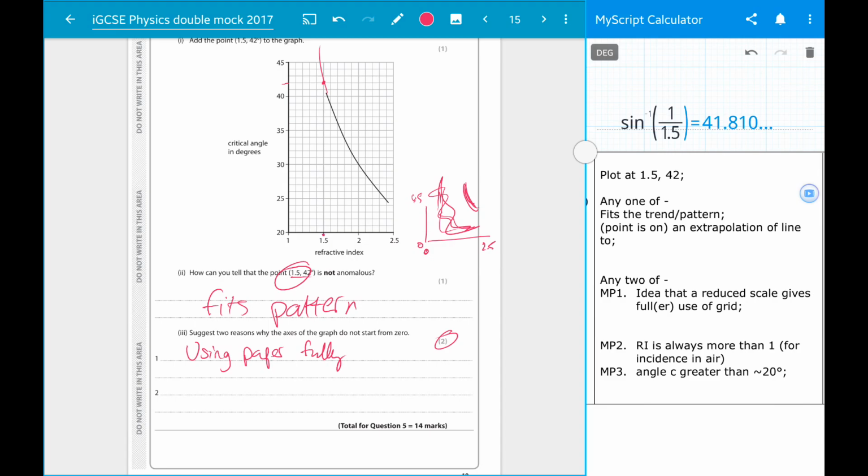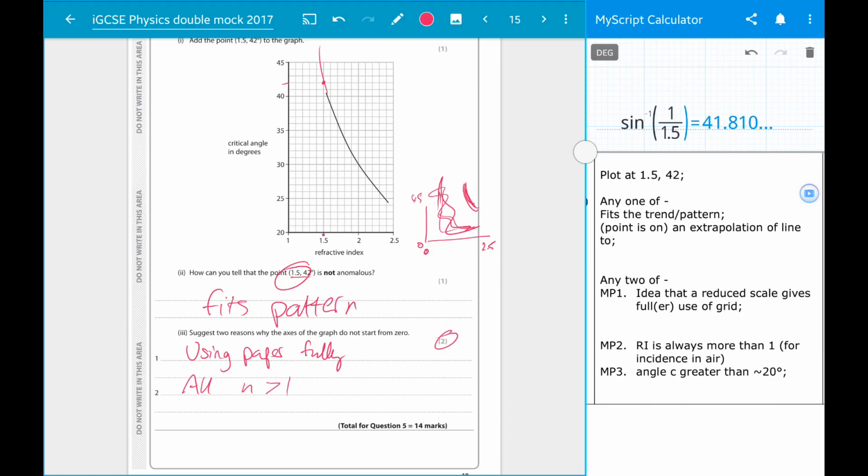Another thing is the refractive index for air is 1, and the refractive index for all other materials that light goes through is going to be greater than 1. So you can say all n's are greater than 1. So there's no point in putting points from 0 to 1. It doesn't exist. And the critical angle, there isn't really a low critical angle.